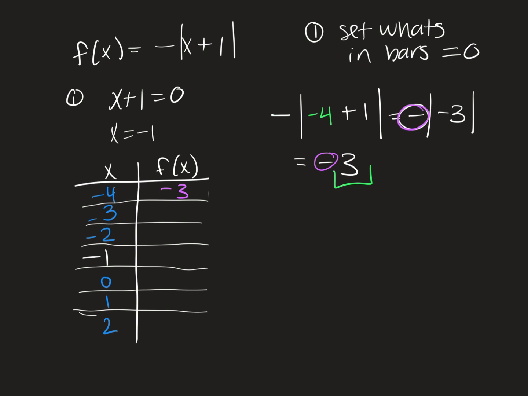Right? And I picked this one because I noticed the ones where we've got those negatives outside really tripped a lot of people up. Okay? So then we're just going to keep doing that with all these other numbers. So now instead of negative 4, I'm plugging in negative 3. So negative 3 plus 1 is negative 2. Absolute value of negative 2 is positive 2, but we keep that outside negative, so our answer is negative 2.